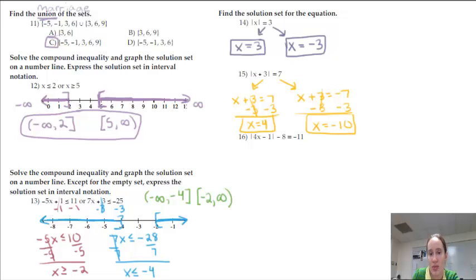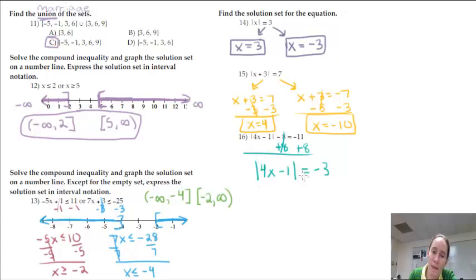So that's number 15. Number 16, we have something on the same side as our absolute value. We have a negative 8. So we need to add 8 to both sides to move it, because we want the absolute value by itself before we split up. You cannot split up the absolute values until you've gotten it by itself. So I get the absolute value of 4x minus 1 is equal to negative 3.